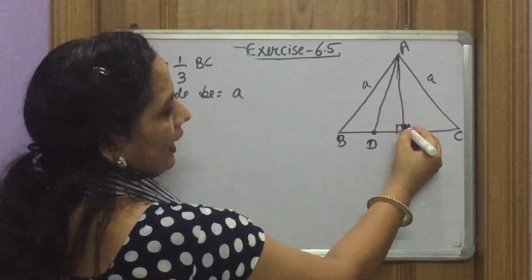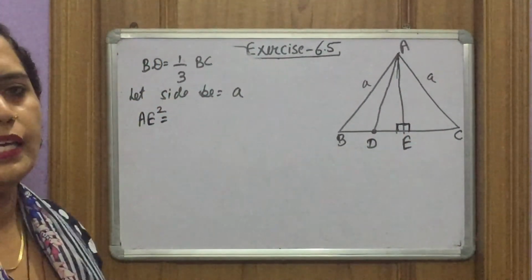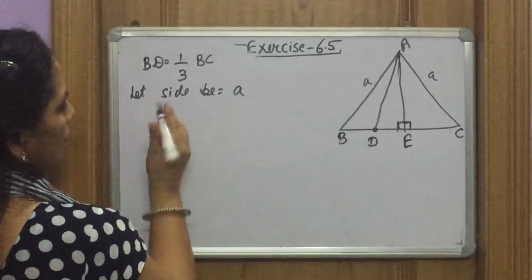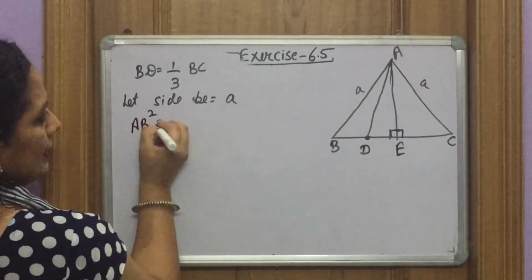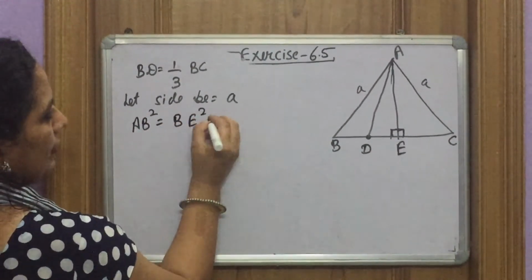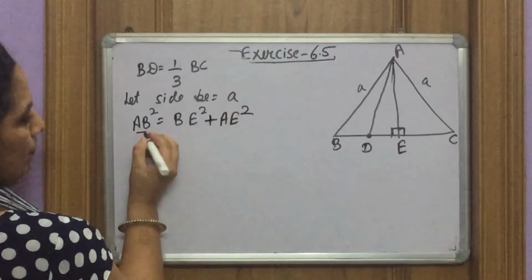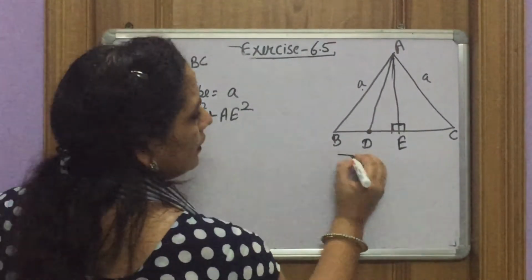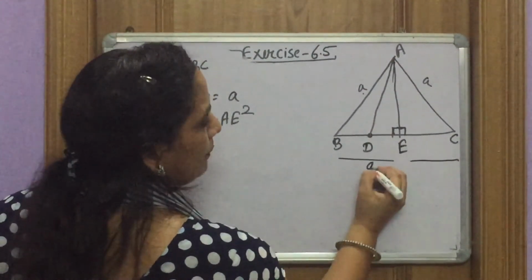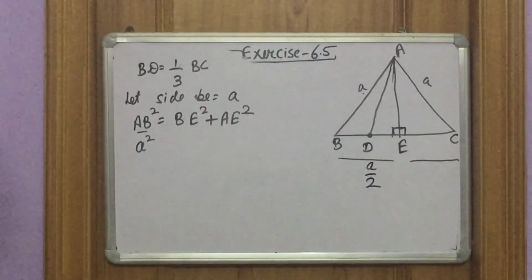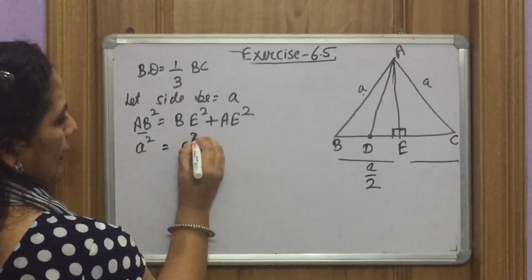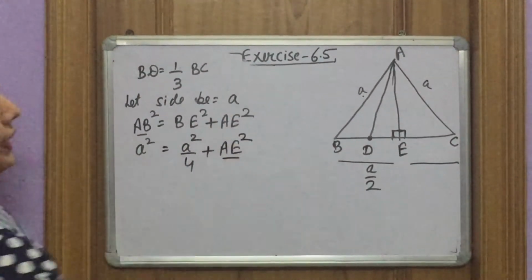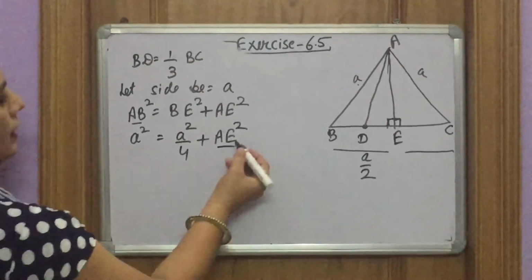Because here we have a 90-degree angle, we can apply the right angle Pythagoras theorem. So we can write that AB square is equal to BE square plus AE square. AB is a because the value of the side is a, and BE is the mid value. That means BE is a by 2, so square will be a square by 4. So we can find out easily the value of AE.